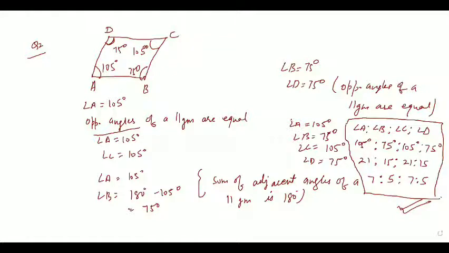Now come to question number 3. Question number 3 says, in a quadrilateral ABQP, AB equal to PQ and AB parallel to PQ, show that ABQP is a parallelogram. So here we will make a diagram. It is like A, B, Q and P.